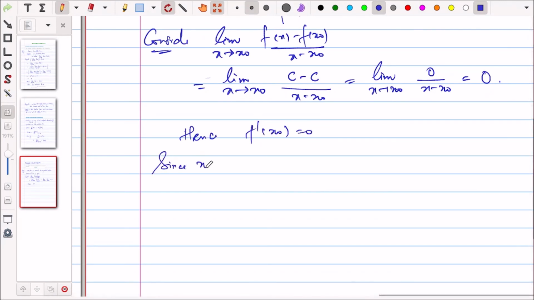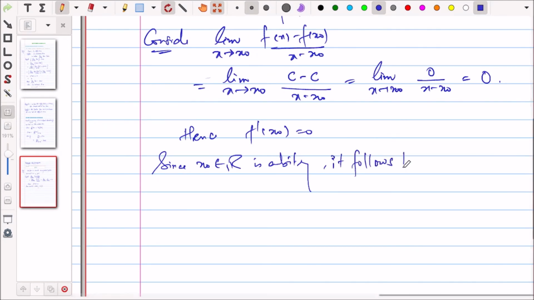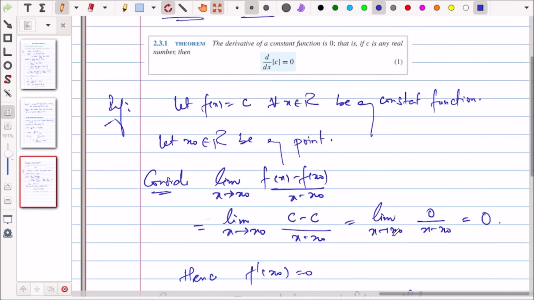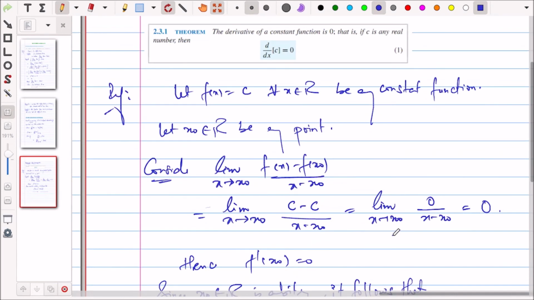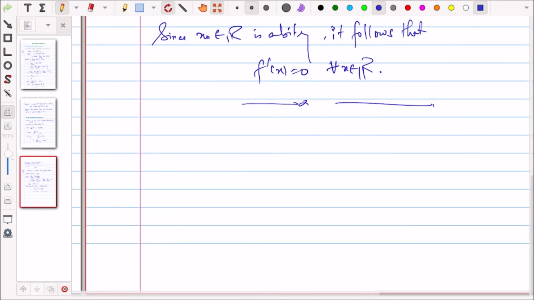Since x naught belonging to R is arbitrary, it follows that f dash x is equal to 0 for all x belonging to R. Fine. So this is how you can prove these simple results. ये prove भी करने आने चाहिए, जो छोटे छोटे formulas हैं, simple limit के formula से they can be easily proved. ज़्यादा कोई इनमें tough नहीं है.